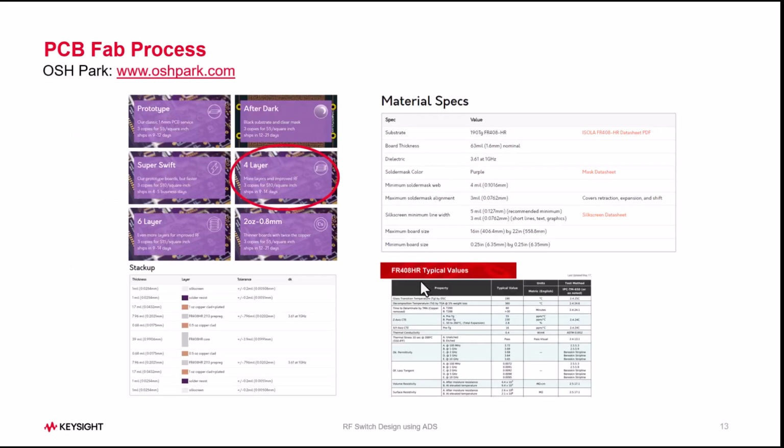Now in terms of fabrication, we have selected OSH Park for this particular case study. They have many processes and we have selected the 4-layer process. You can visit the website and look at a little more detail. With the 4-layer process, we have access to the stack up requirement. We also have access to the material, and in this process they use Isola FR408HR, which is one of the popular PCB materials if you are dealing with a medium frequency range kind of circuit design. So that's what we are going to use.